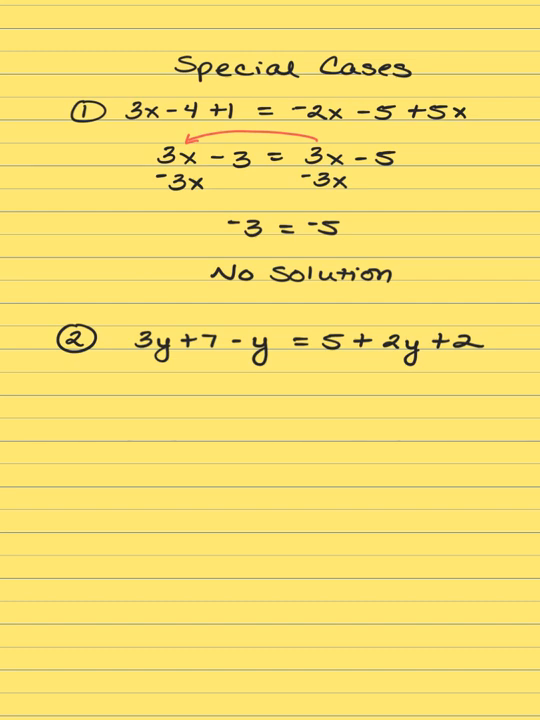Simplifying both sides of the equal sign will give us 2y plus 7 on the left equal to 2y plus 7 on the right. Moving my y terms to one side of the equal sign, if I subtract 2y from each side, my y terms disappear and I'm left with 7 equals 7. This is a true statement and it will always be true. When this happens, we say that the solution is all real numbers.